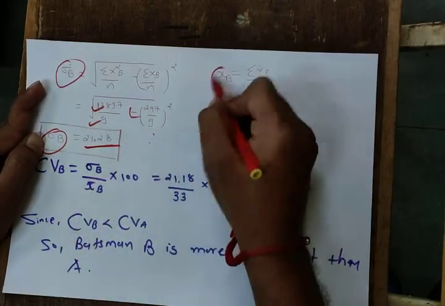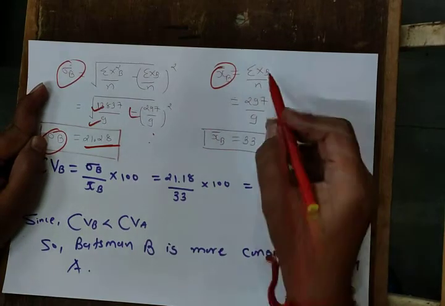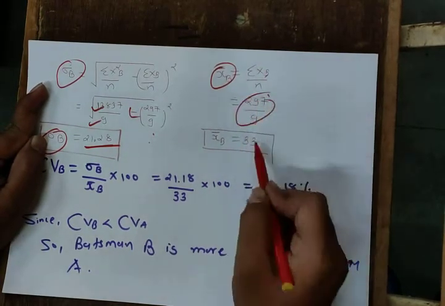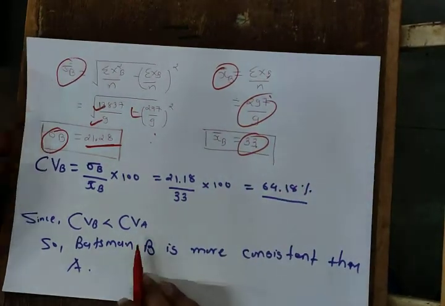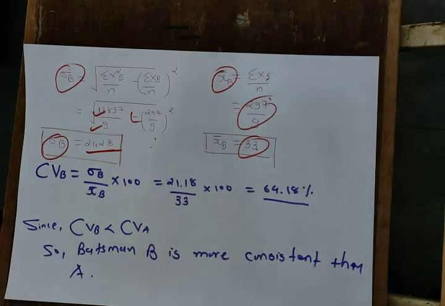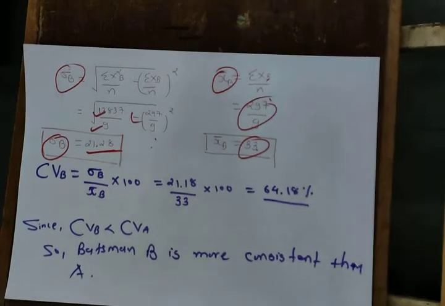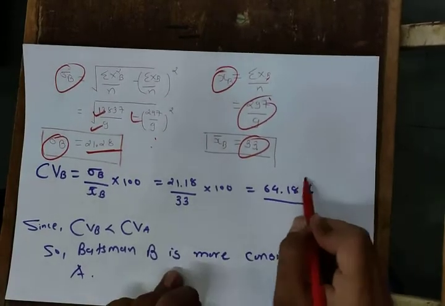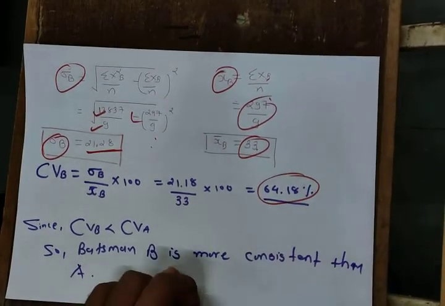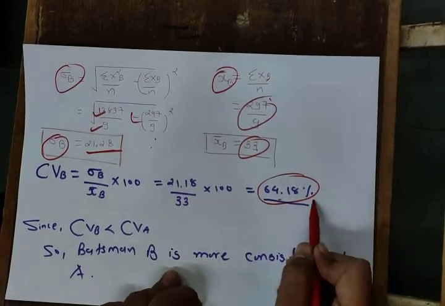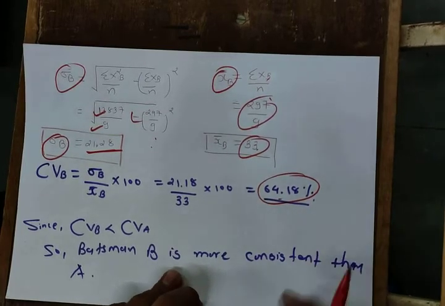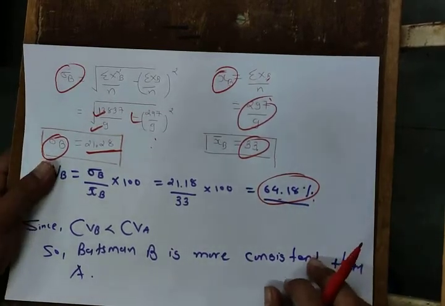I get 21.28, and for x bar, sigma x upon n, it is 33. Then I will find the coefficient of variation for batsman B. It will be the same formula as for A: sigma B upon x bar into 100. Then simplifying this, I get 64.18%.